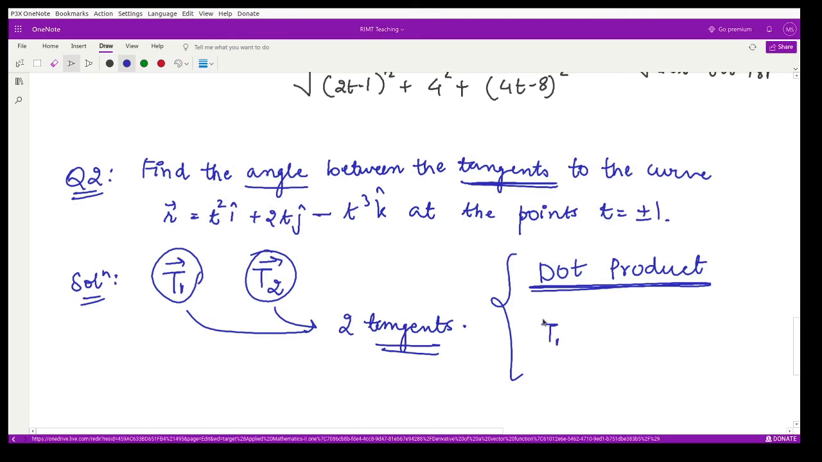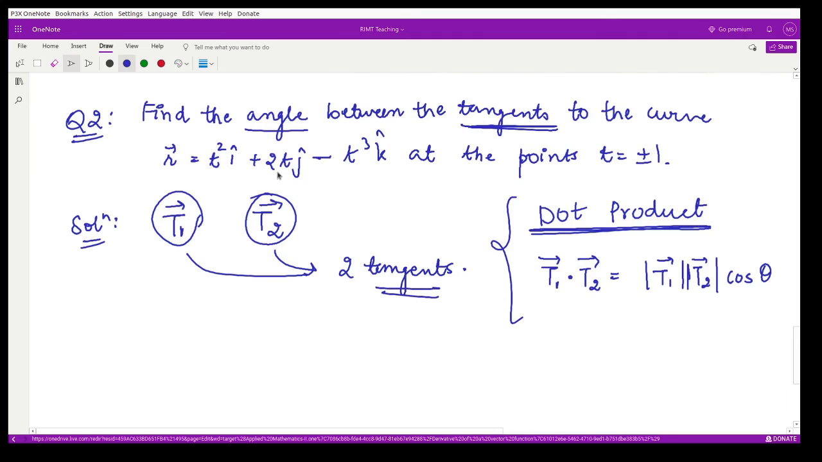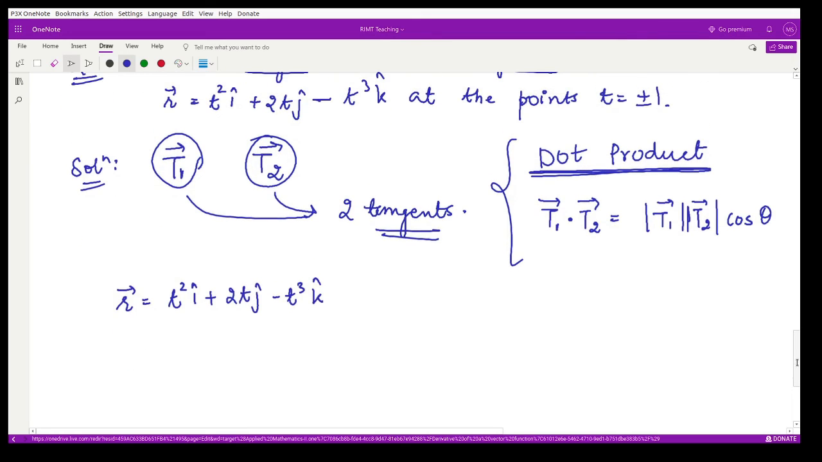So the dot product t1 dot t2 is equal to the magnitude of the vector t1 into the magnitude of the vector t2 into cos of the angle between t1 and t2, right? So in this question we will first determine what is t1 and what is t2. That is the tangent to this particular curve at the point t is equal to plus 1 and at the point t is equal to minus 1. We are given r is equal to t square i cap plus 2t j cap minus t cube k cap, and we have to determine its tangent.